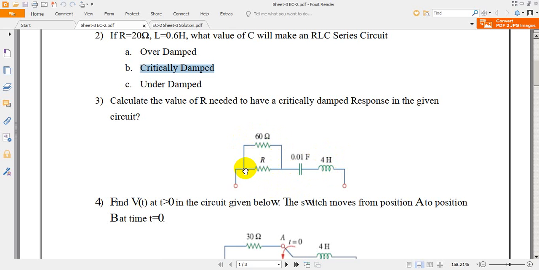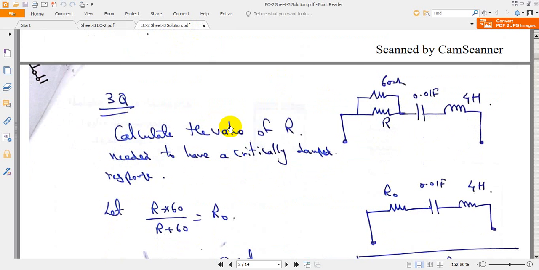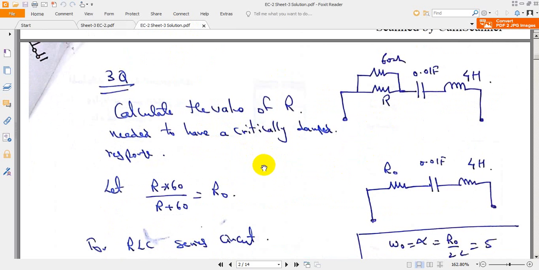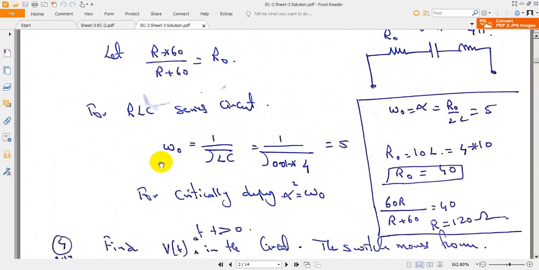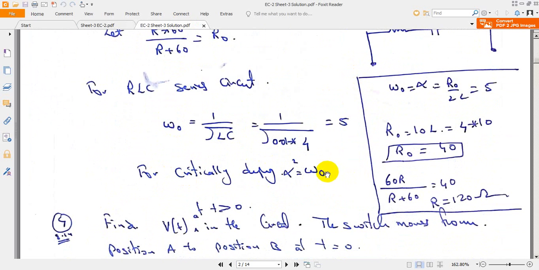We need to identify the value of R for which the system is critically damped. To identify the critically damped condition, the condition we know is alpha square is equal to omega naught square. I missed the square here, you need to write square. Alpha square is equal to omega naught square, or omega naught is equal to alpha.